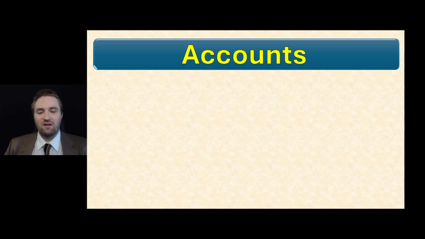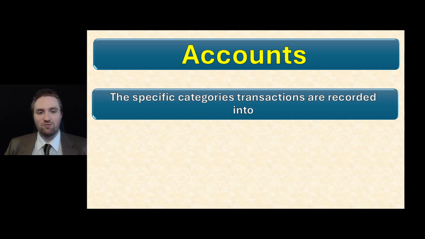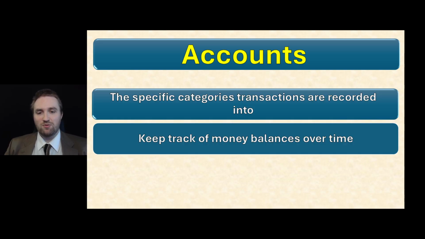So, to recap, accounts are the specific categories used to record transactions, and their purpose is to keep track of how money balances change over time. In this example, we identified the cash account and the sales revenue account.